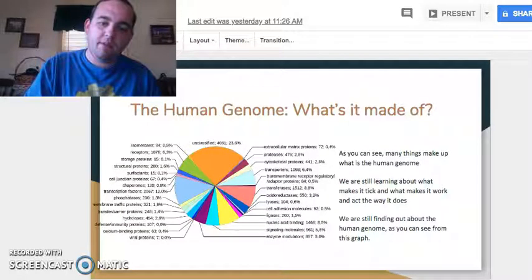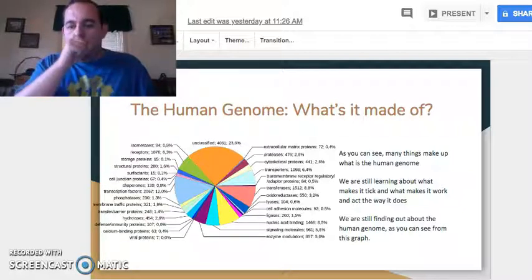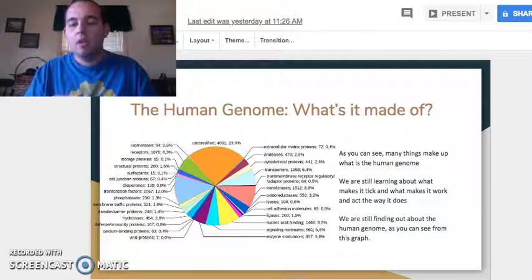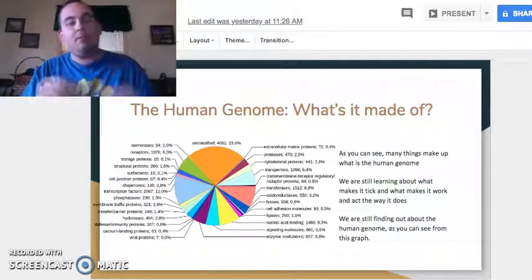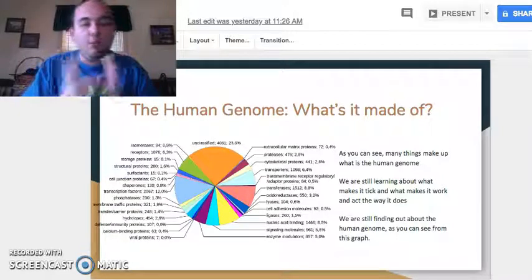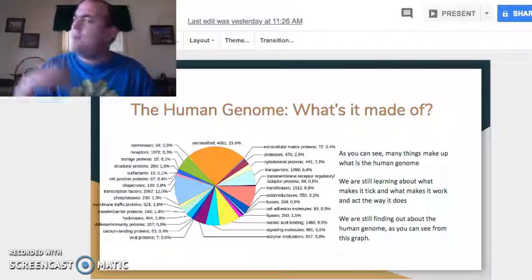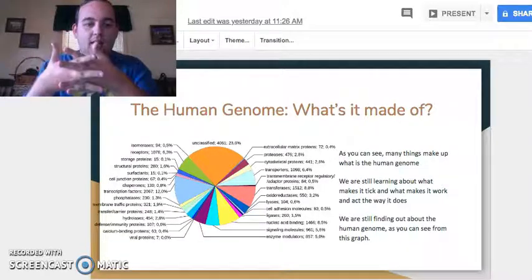Then we're going to move on to what is the human genome. What is it made of? So as you can see, there are many different things that kind of make up the human genome as it is. And there's still a part of it that's unclassified, and people are still looking into that. We're still learning about it. We're still learning what makes the human genome tick. And we're also learning about how DNA and the human genome kind of fit together like a glove.